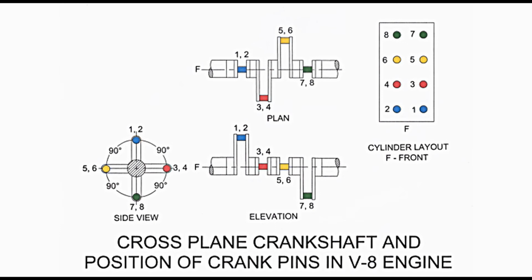The cross plane crankshaft is also said to have 12, 3, 9, 6 o'clock crank pin locations, as evident from the side view. Connecting rods from cylinders 1, 2 are at the 12 o'clock position. Similarly, connecting rods from cylinders 3, 4 are at the 3 o'clock position and cylinders 5, 6 are at the 9 o'clock position. Connecting rods from cylinders 7, 8 are at the 6 o'clock position.